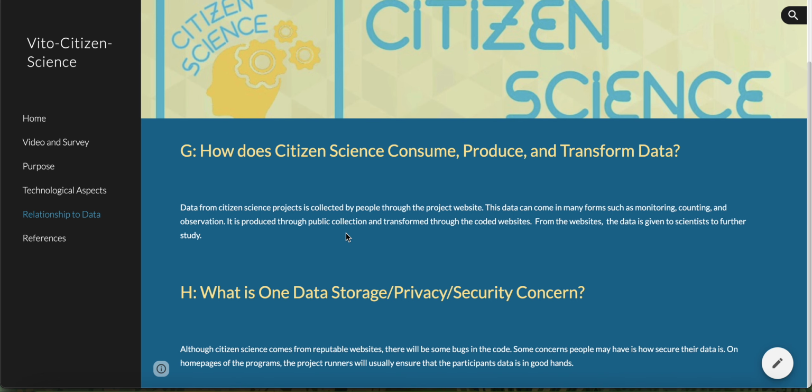But of course, with everything on the internet, there's always a data storage, privacy, or security concern. But I'm here to let you know that your data is secure. On homepages of these programs, project runners will usually ensure that the participants' data is in good hands, that they're not giving the data out, and that everything is safe.